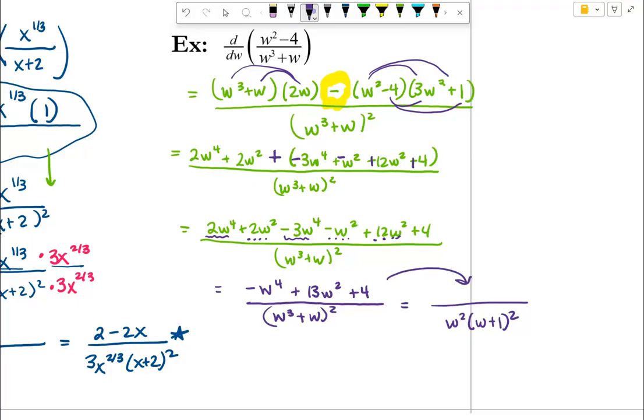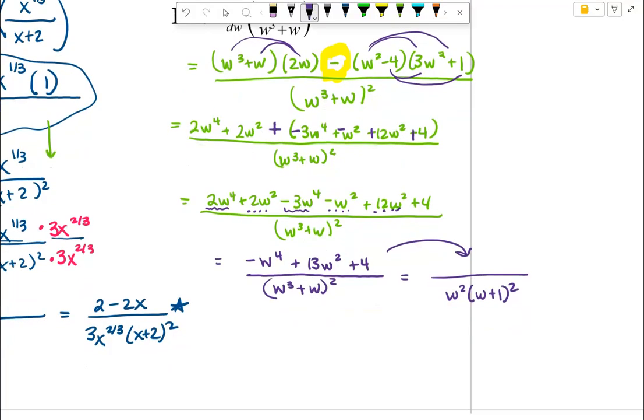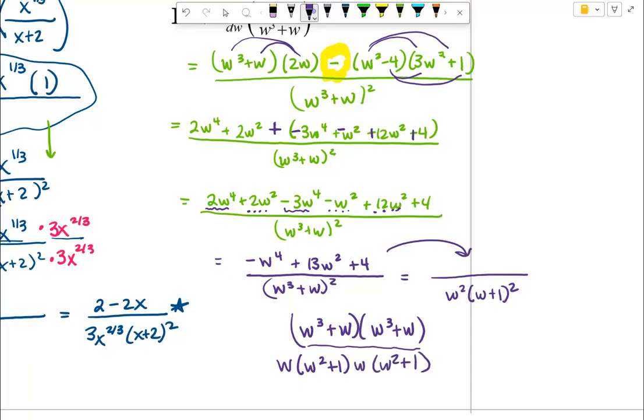So if you ever see something like this and you're curious about the denominator, remember, like w cubed plus w times w cubed plus w, how we could get that denominator is by factoring out a w from each of these factors. So I get w times w squared plus 1 times w squared plus 1. And that condenses to w squared times w plus 1 squared. Oh my goodness. I made a little mistake there. That should have been w squared times w squared plus 1, that quantity squared.